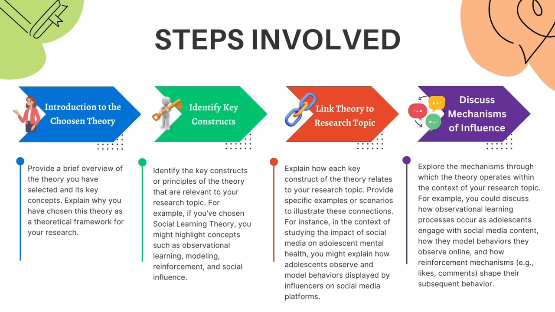And the fourth step is discuss mechanism of influence. Explore the mechanism through which the theory operates within the context of your research topic. For example, you could discuss how observational learning processes occur as adolescents engage with social media content, how they model behaviors they observe online, and how reinforcement mechanisms, such as likes and comments, shape their subsequent behavior.